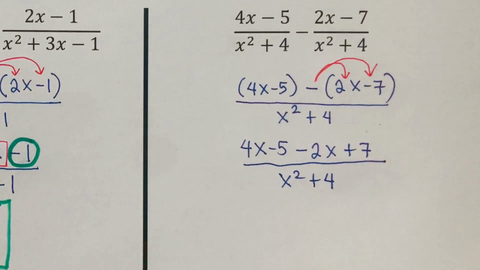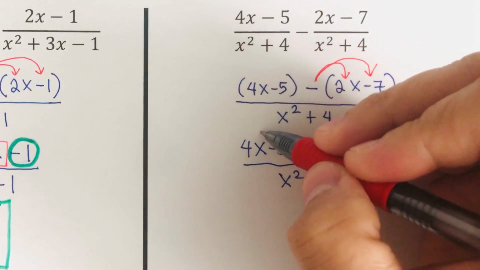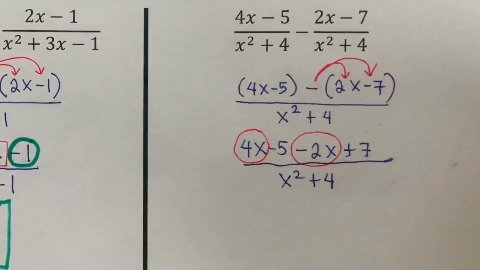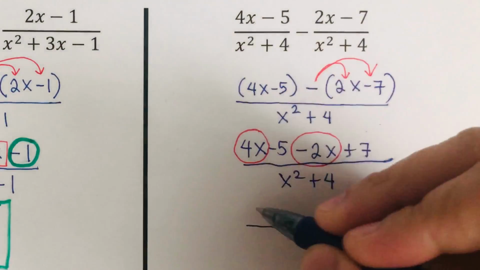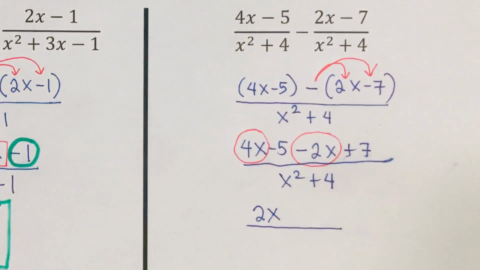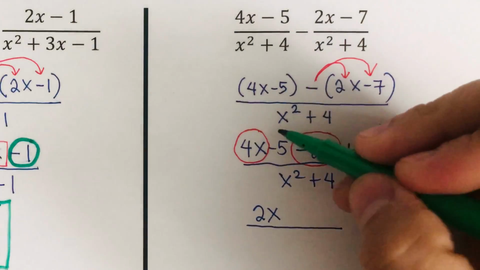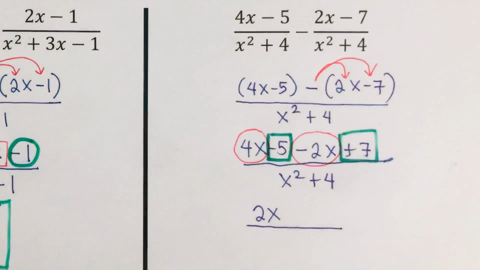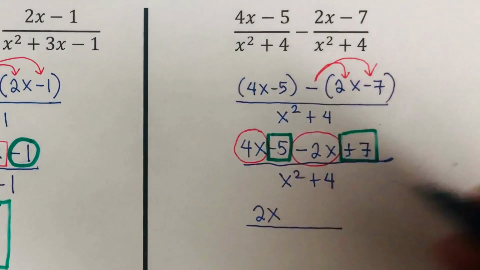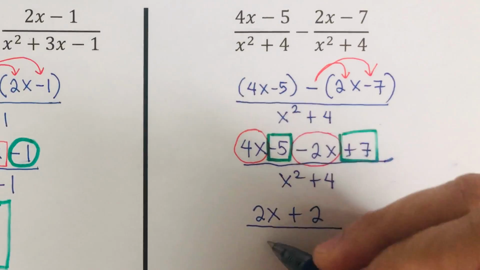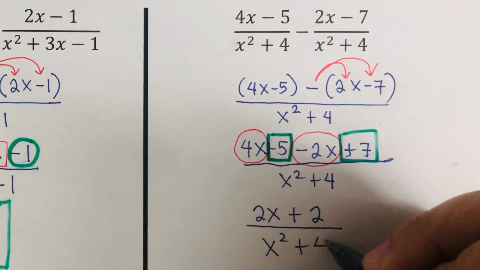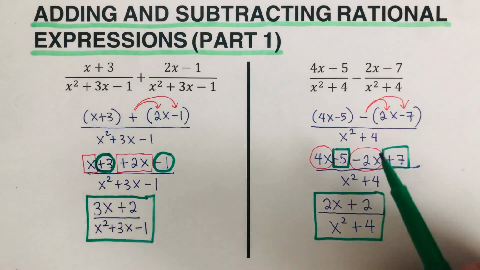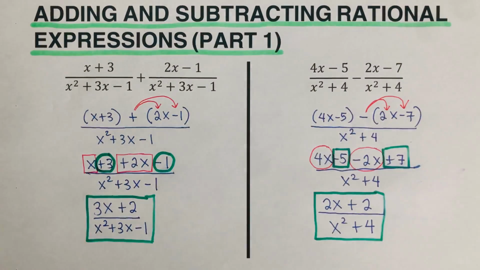So that we can go ahead and combine like terms. We have 4x minus 2x, which is actually 2x. I'm just going to write 2x right there, and then we combine these two constants here, negative 5 plus 7 is a positive 2. So I go ahead and write 2x plus 2 over x squared plus 4. So this is the difference between these two rational expressions right there.